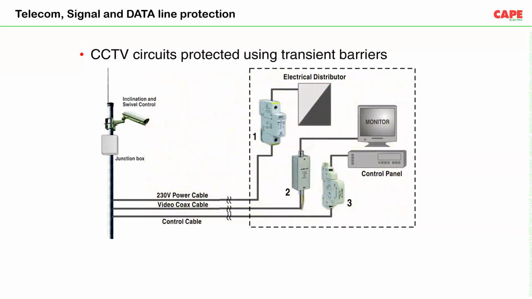So this is a typical CCTV circuit, an analog CCTV circuit. This is how we have shown, by an example, how we need to connect SPDs. For this kind of analog CCTV operation, we are using three kinds of SPDs. First one is a power SPD for the electrical distribution panel. Then we are using a coaxial SPD for the coaxial cable which is going into the monitor. And the third one is the communication SPD for the control panel.